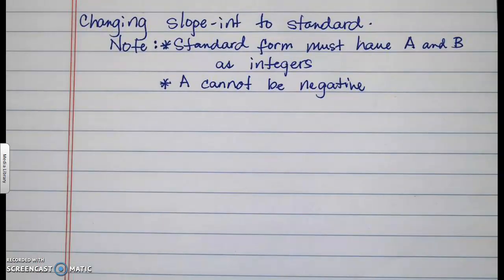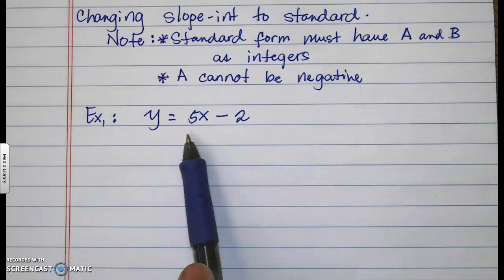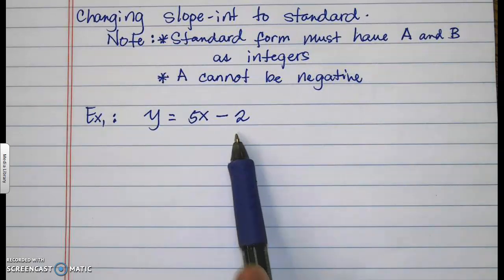All right, we now go to the next part, which is changing slope-intercept form to standard form. There is a restriction in standard form. The A and the B must always be integers, and A cannot be a negative number. Okay, so let us now go ahead and play around with this one. My given is y equals 5x minus 2. Just to point out, this is your slope and this is your y-intercept.